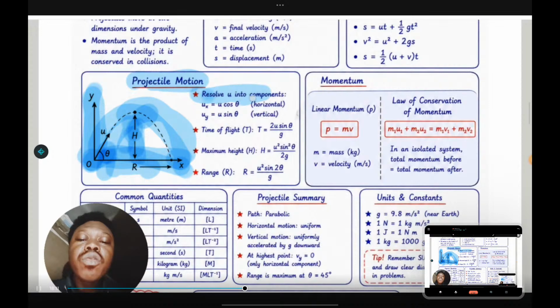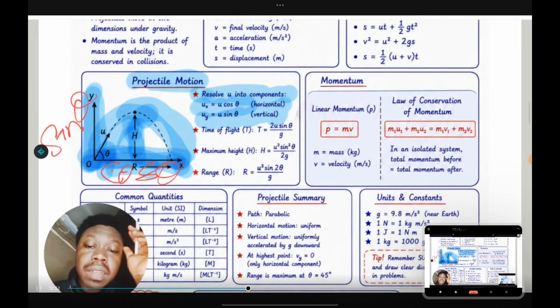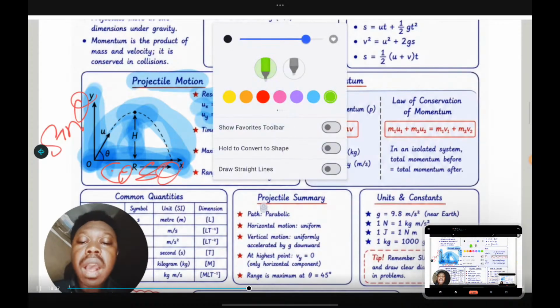So, to resolve u into components, u of x equals u cos theta. For the x-axis, you use cos theta. For the y-axis, you use sine theta. Take note of all this. Very important. Then u of y is u sine theta, vertical. This basically interprets what I just said.